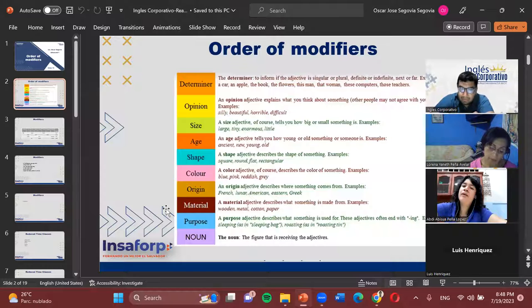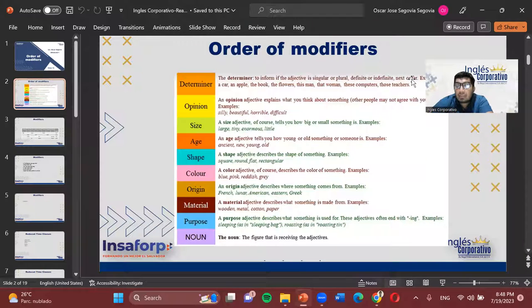And now the last one. It's the purpose adjective. So, when we talk about purpose adjectives, estos quizás sean casi de los más comunes y a la misma vez difíciles, en cierto modo. So, a purpose adjective describes what something is used for, ¿sí? Cuando describimos que algo se utiliza para hacer esto o lo otro. Now, these adjectives often end in ing. Ahora, aquí está la parte compleja, ¿verdad?